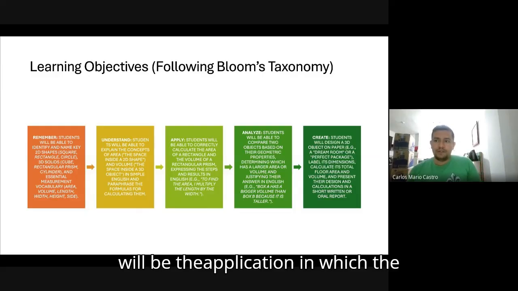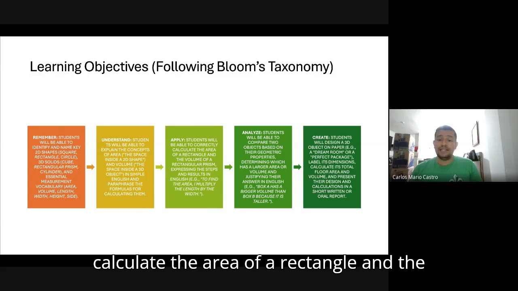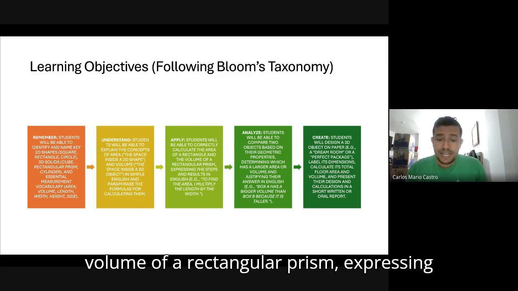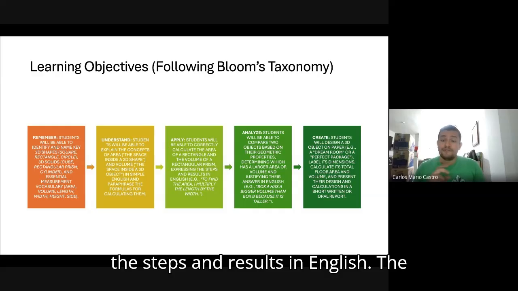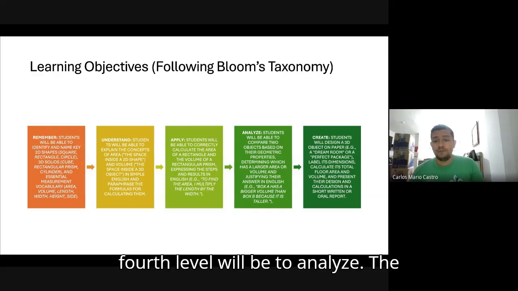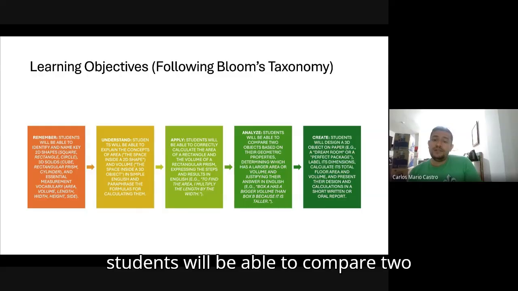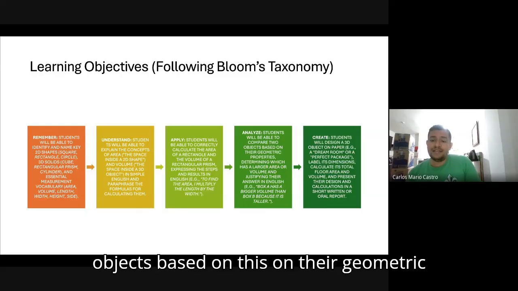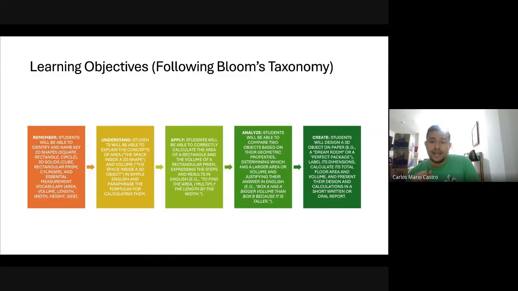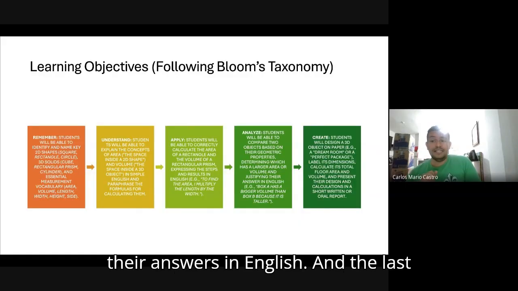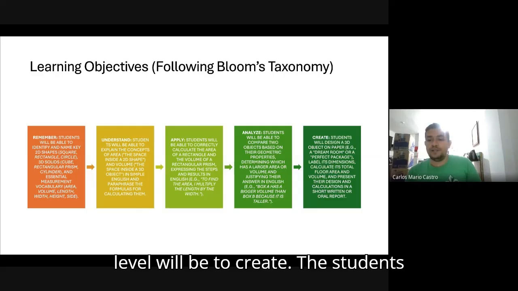The third level will be application, in which the students will be able to correctly calculate the area of a rectangle and the volume of a rectangular prism, expressing the steps and results in English. The fourth level will be to analyze. The students will be able to compare two objects based on their geometric properties, justifying their answers in English. And the last level will be to create.